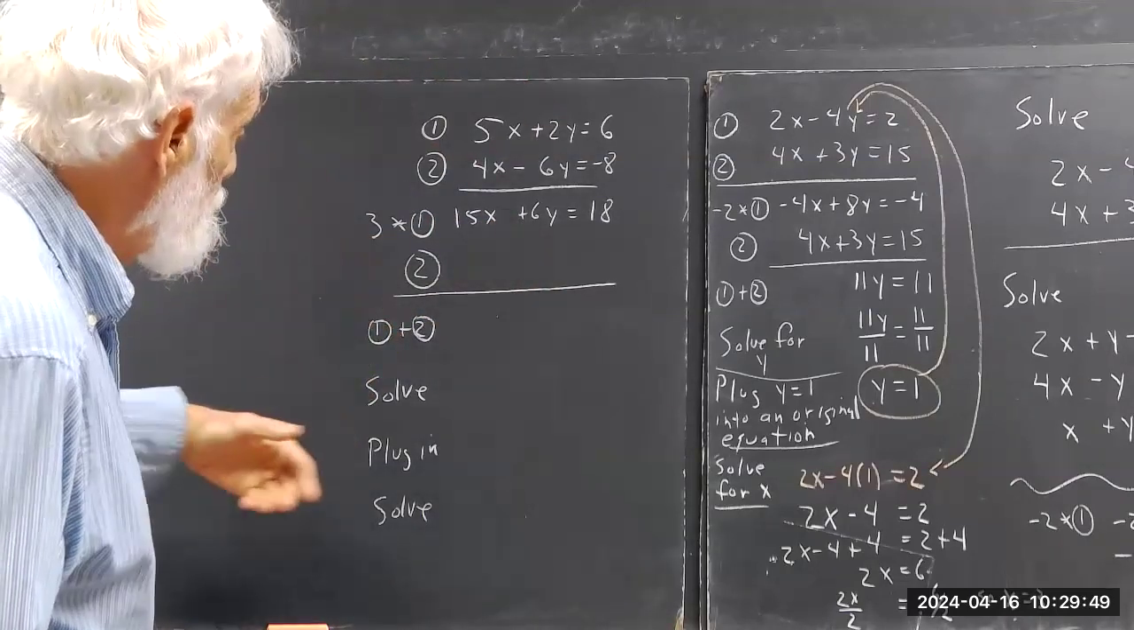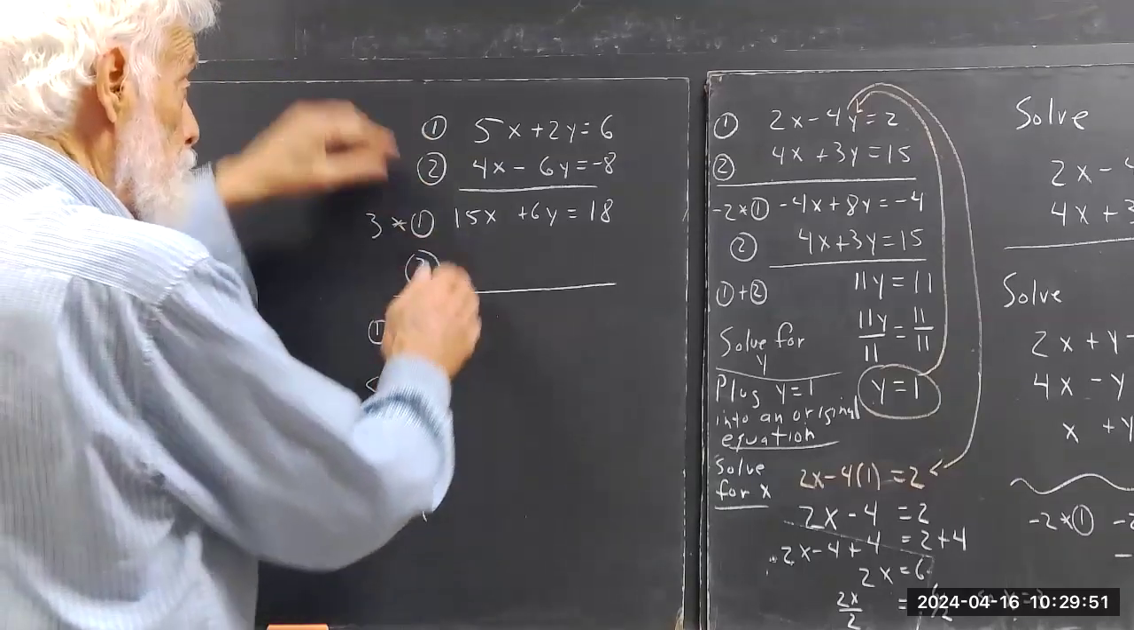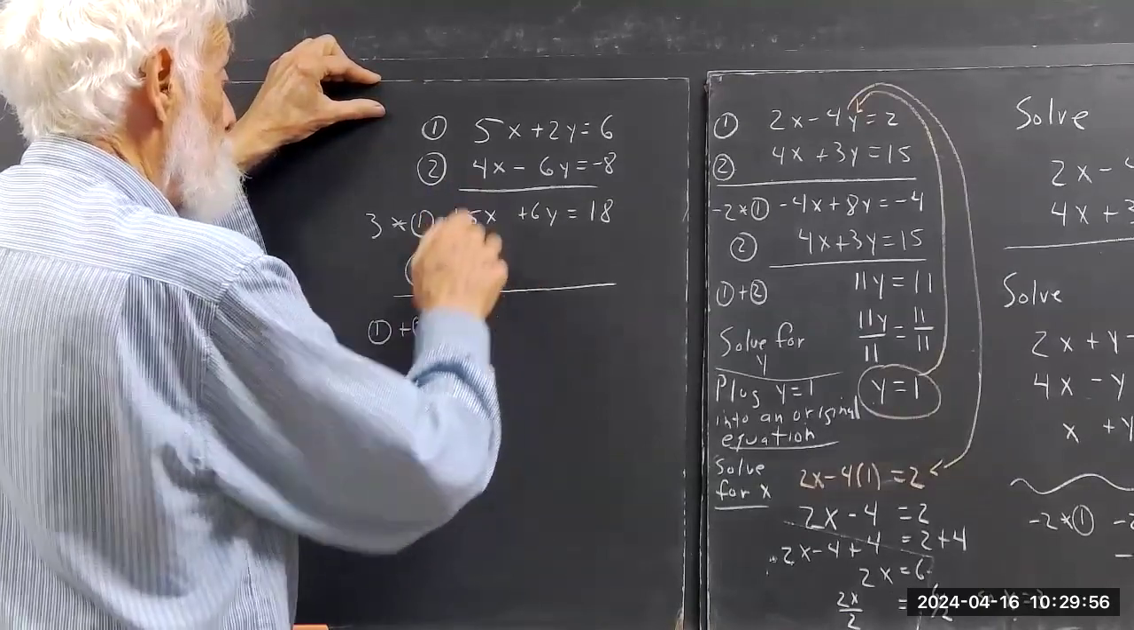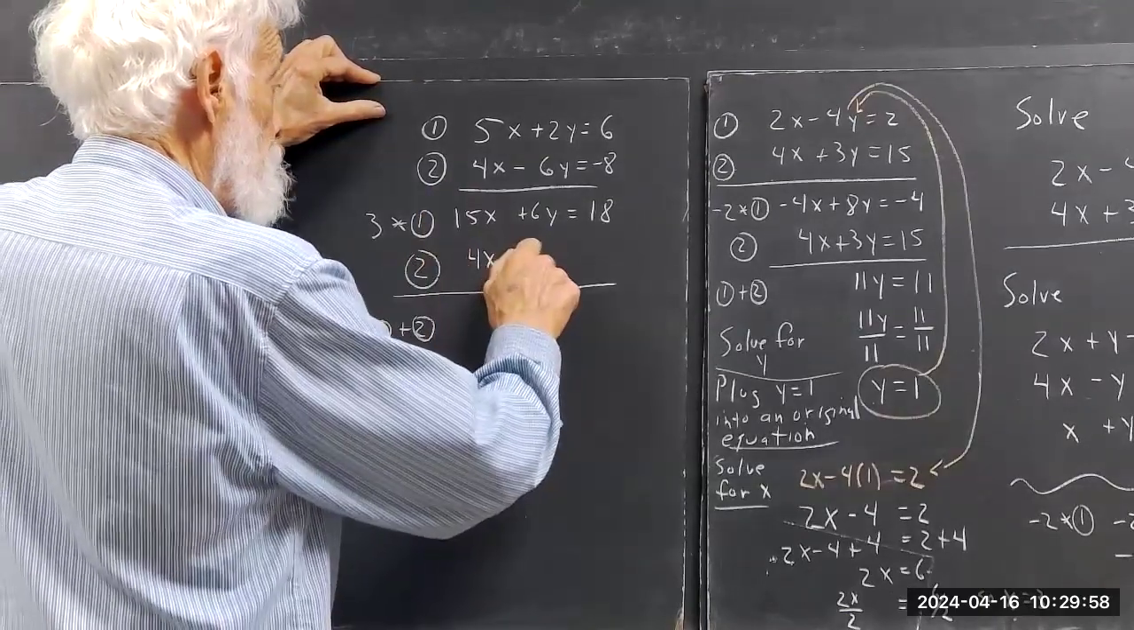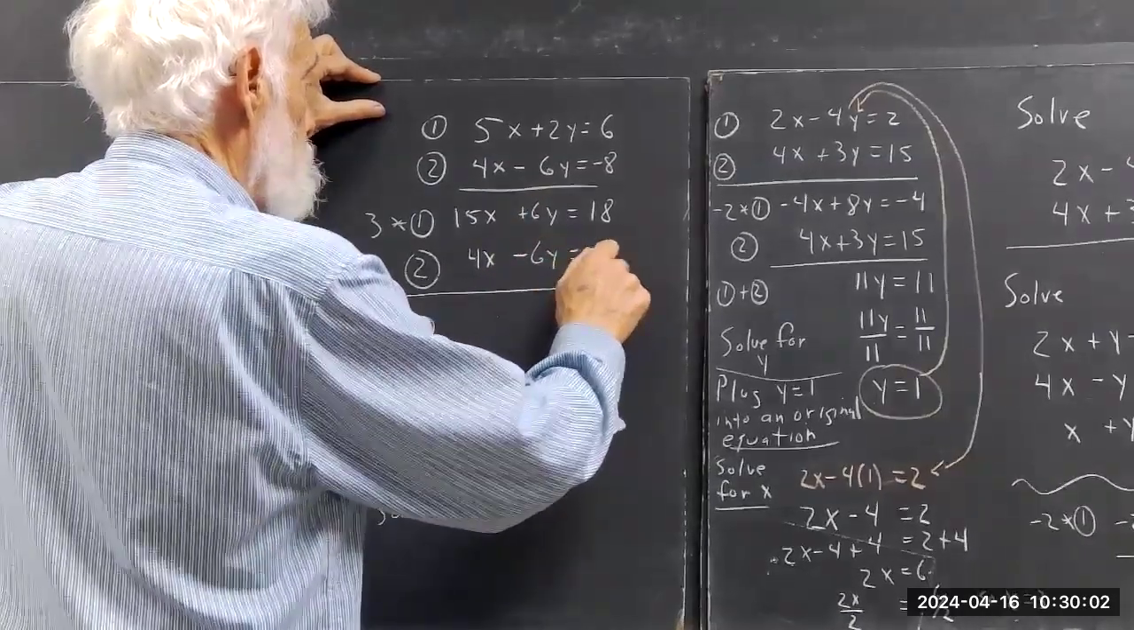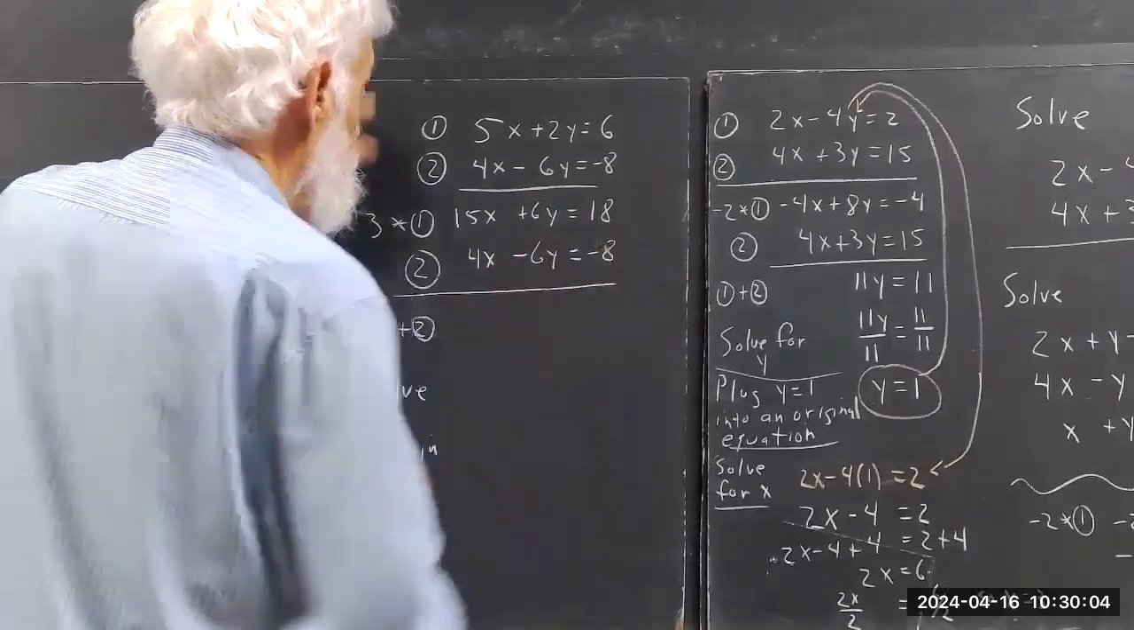Then, when you write equation two, line up your x's. Okay, you got 15x up here. You're going to put 4x right below the 15x. You're going to put minus 6y right below 6y. And you're going to put minus 8 right below 18.